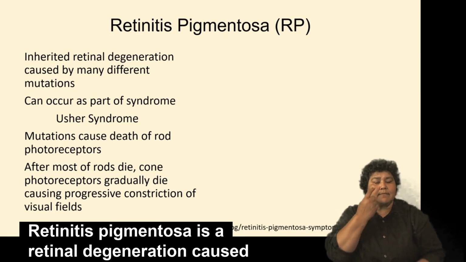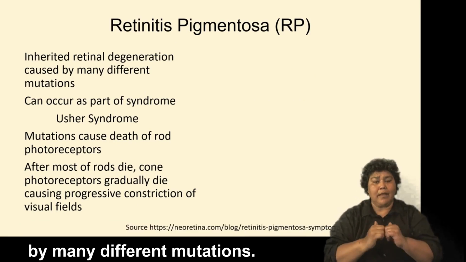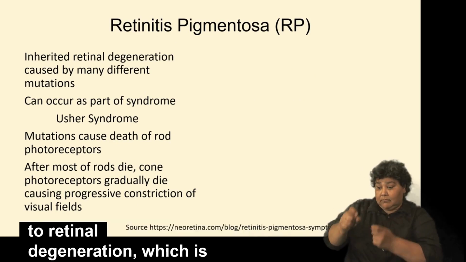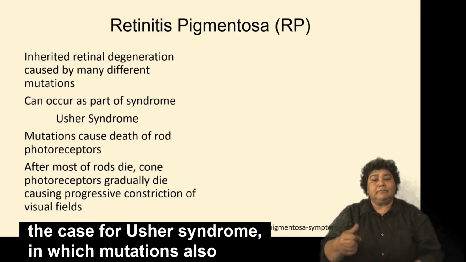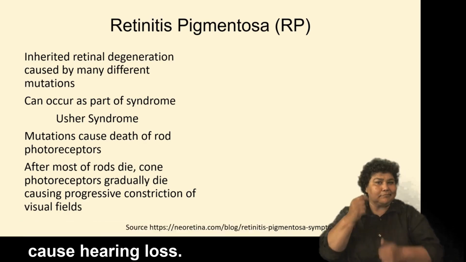Retinitis pigmentosa is a retinal degeneration caused by many different mutations. Some of the mutations have other effects in addition to retinal degeneration, which is the case for Usher syndrome, in which mutations also cause hearing loss.